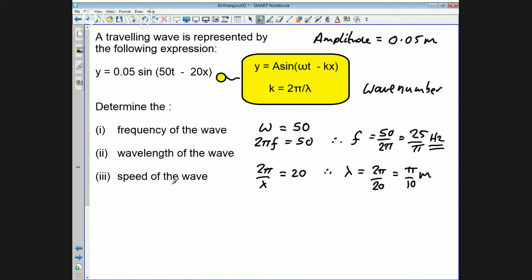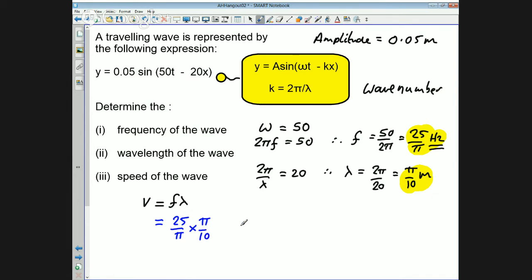The final question is asking us to find the speed of the wave, and we know from our standard grade years, our basic physics, the speed of a wave is the frequency times the wavelength. So if we get to know all the information we've got here, we have 25 over pi hertz for the frequency and pi upon 10 meters for the wavelength, then it's straightforward, easy to substitute. Frequency 25 over pi multiplied by the wavelength, which is pi over 10.